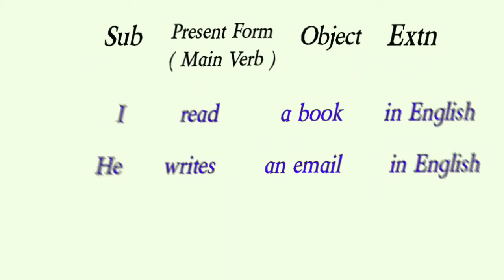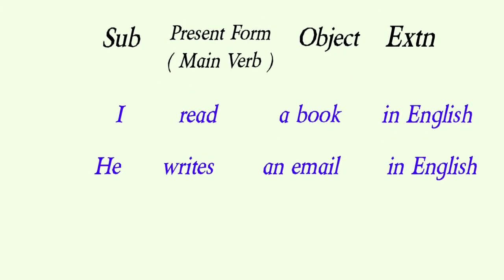Okay. Now, how are we going to find the object in the sentence? Like in the first sentence, we have written, I read a book in English. Now in this sentence, if we want to find an object, we will ask a question: what do I read? The answer will be a book. So here a book is an object. Now in the next example, he writes an email in English. Here what will be the object? An email. Because if I ask what he writes, then the answer will be an email. So here in this sentence, the object will be an email.